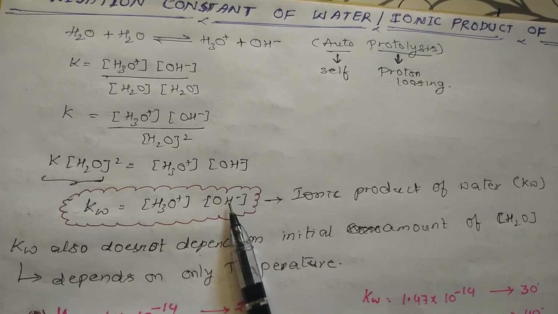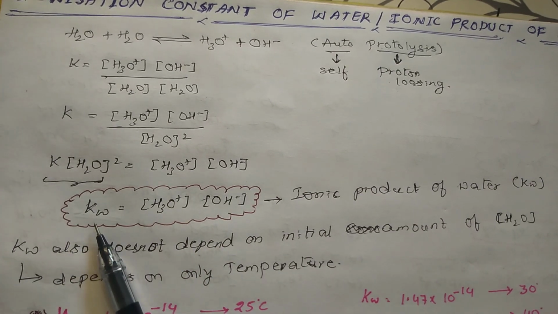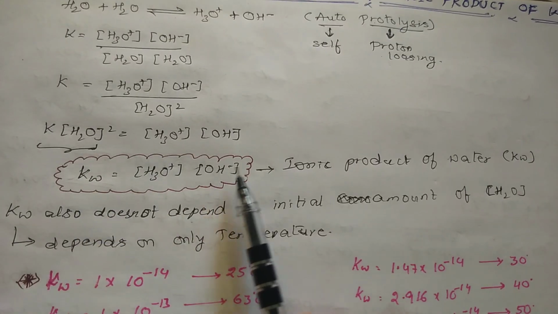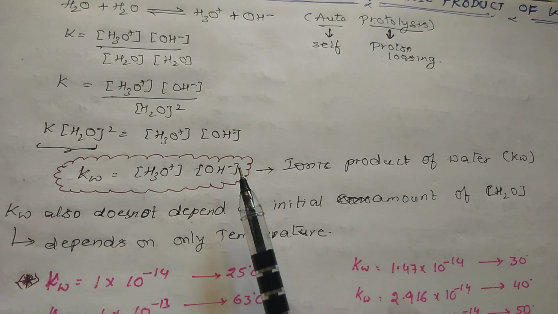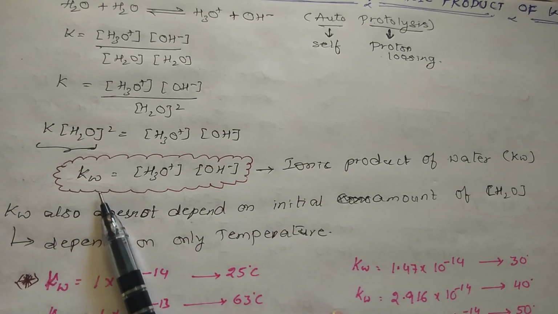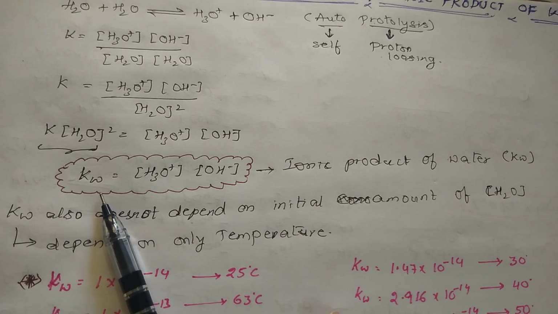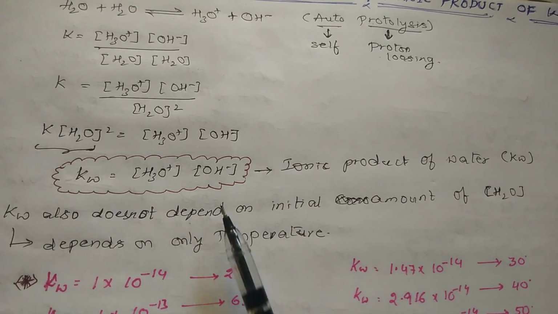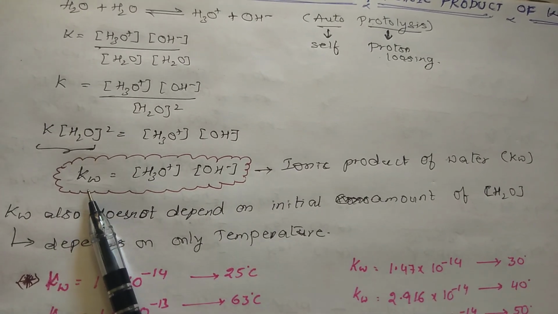So H plus into OH minus of water is called Kw. It is called the ionic product of water. Clear? Product of ions of water is called Kw. In water you will have ions, that is H plus into OH minus. So H plus into OH minus is equal to Kw.